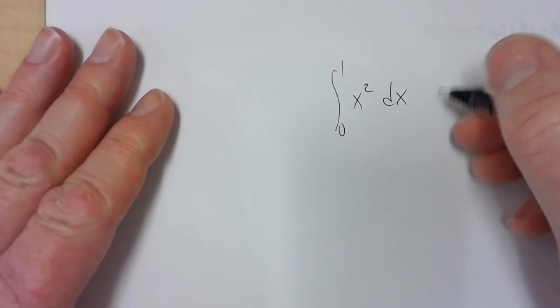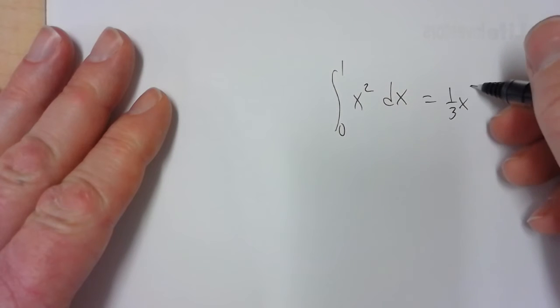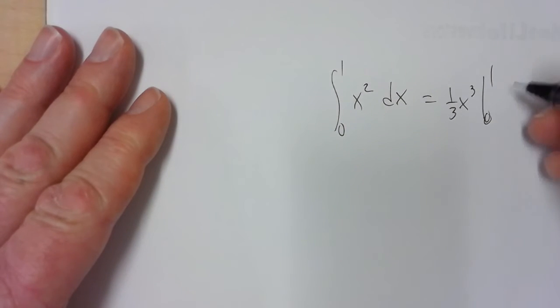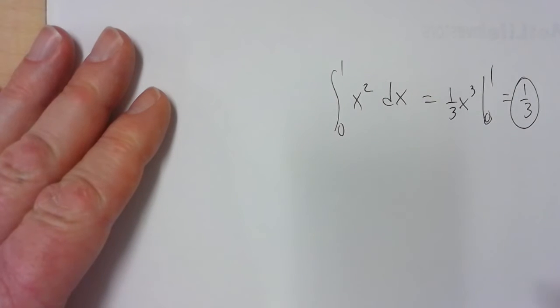So the antiderivative, of course, is 1/3 x cubed. Draw your line 0 and 1. Putting in 0 is easy. Putting in 1 would just give us 1/3. So the answer is 1/3.